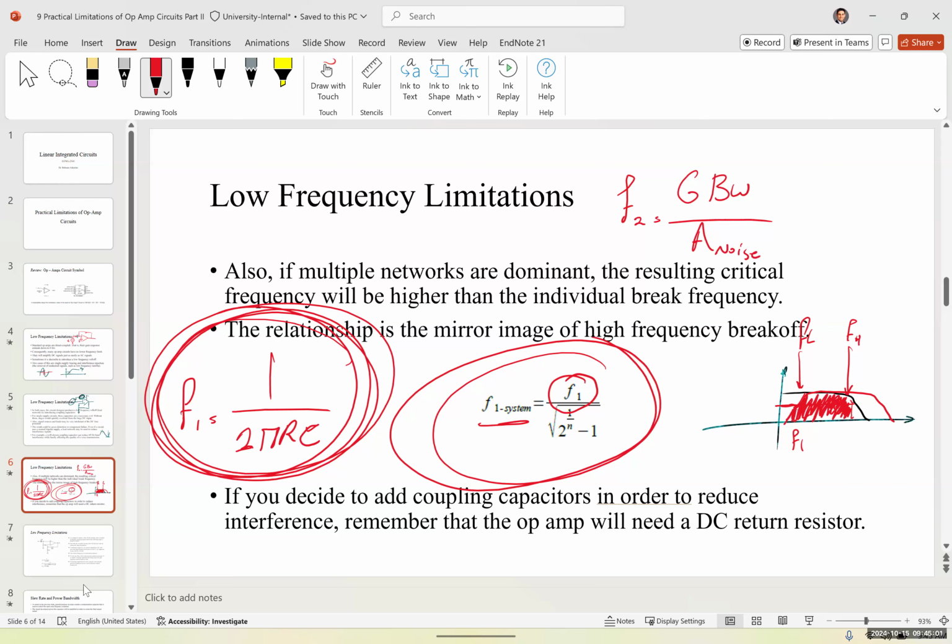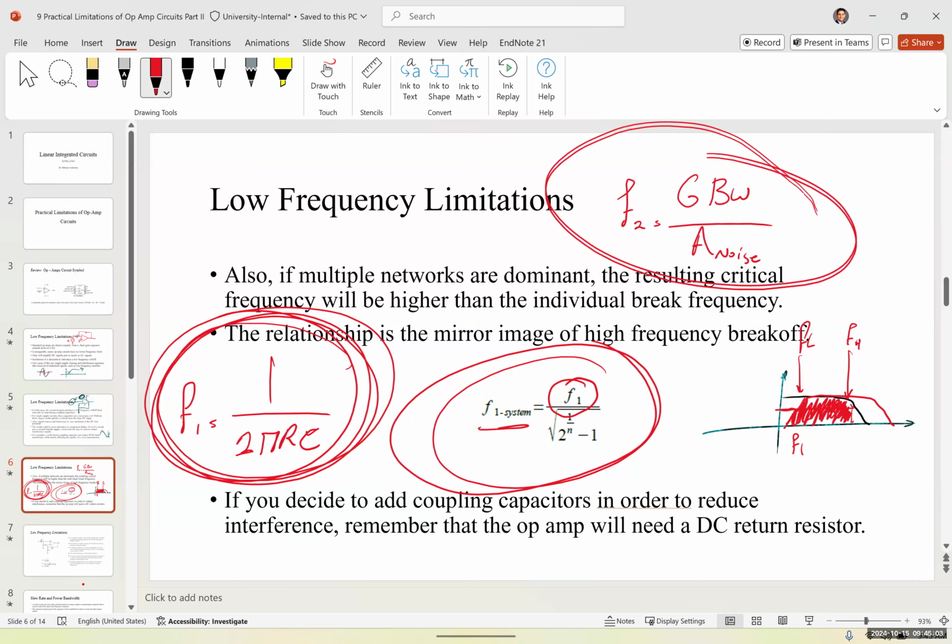So as you can see, the upper cutoff frequency only depends on the op amp and the op amp structure itself. It depends on the characteristics of the op amp, which is the gain bandwidth, which we cannot change, and also the gain of the system, or A noise. But F1 has no relation whatsoever with the op amp. F1 is completely independent of the gain and the op amp characteristics.